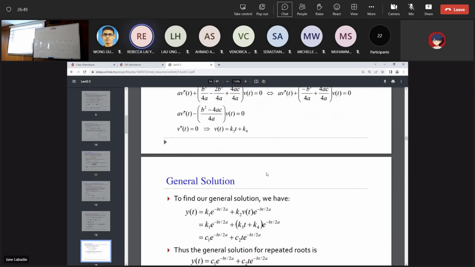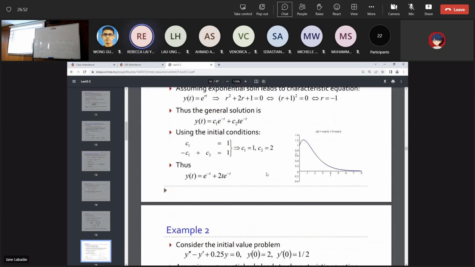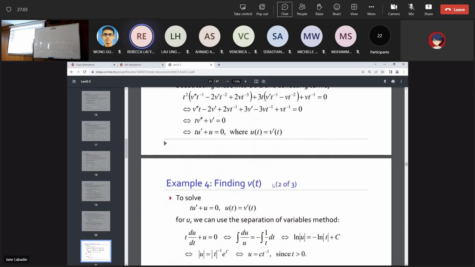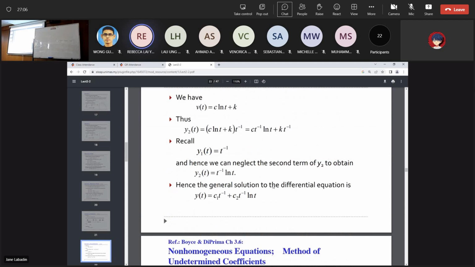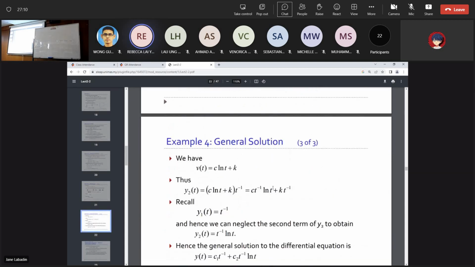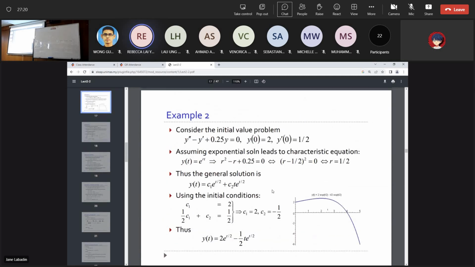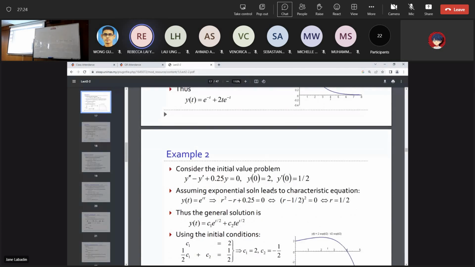We are going to look at where we left off. So far we have looked at the method of reduction of order. That is for when you have repeated roots, how to handle repeated roots for the characteristic equation. Then our general solution will be... can you guys see what I've written here?